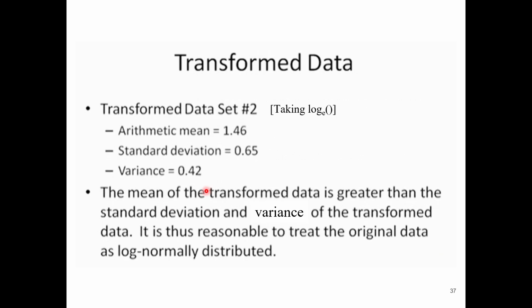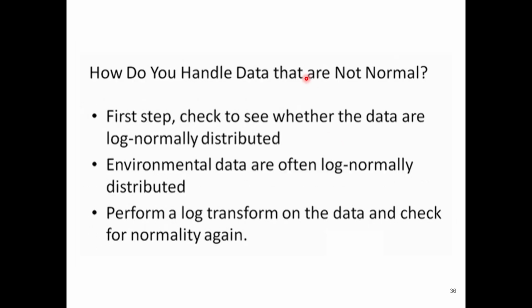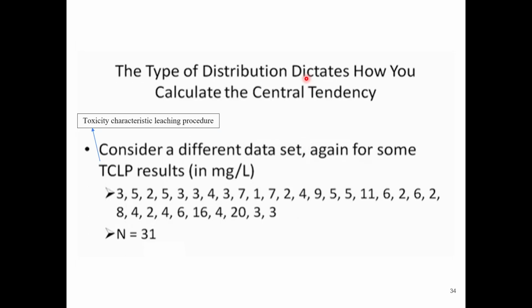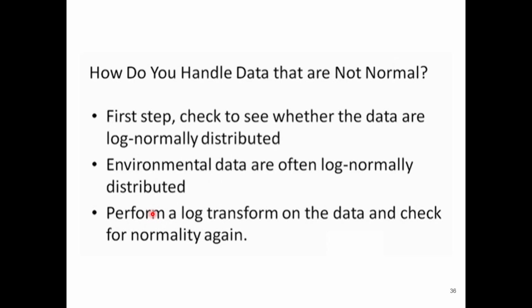If we talk about the second data set, for example, the initial actual data set was this one, which has 31 values. So this was the actual data. Now we will take the log e value.